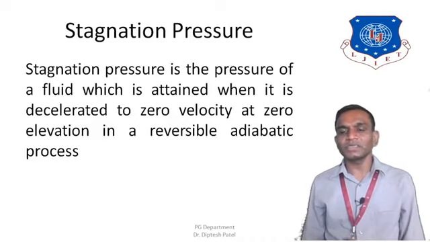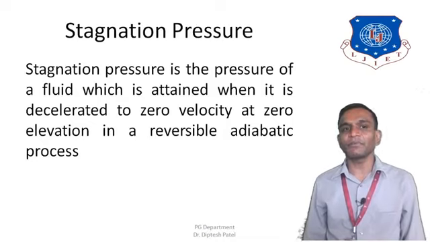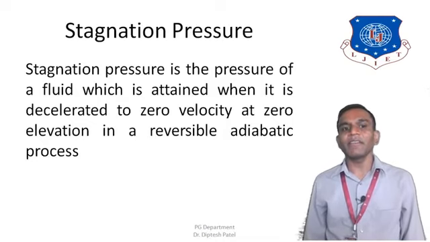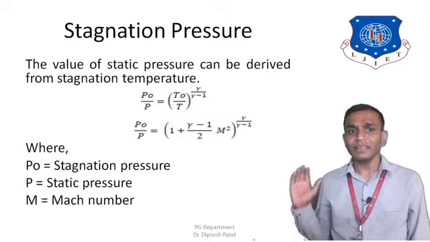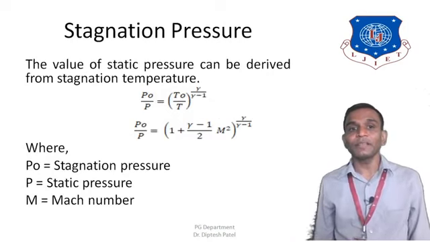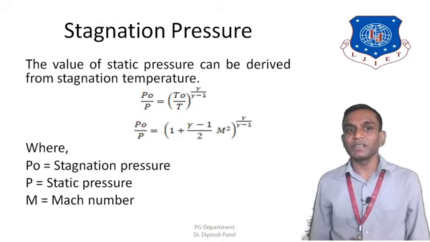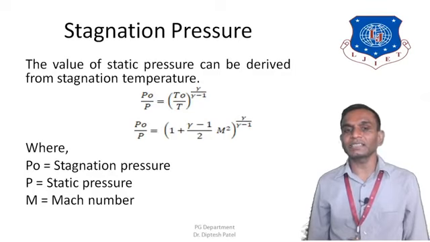Next one is the stagnation pressure. We can use the same definition by introducing the pressure. Stagnation pressure is the pressure of a fluid which is attained when it is decelerated to zero velocity at zero elevation in an isentropic process, or a reversible adiabatic process. So here let's find out the ratio of stagnation pressure to static pressure. That value can be derived by the isentropic relation, which says P1 divided by P2 is equal to T1 divided by T2 raised to gamma upon gamma minus 1.